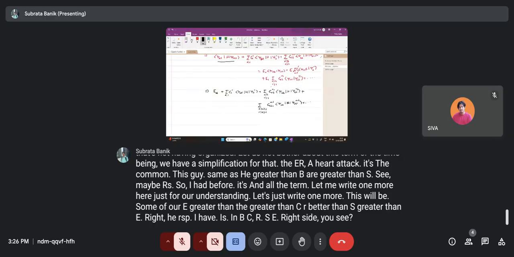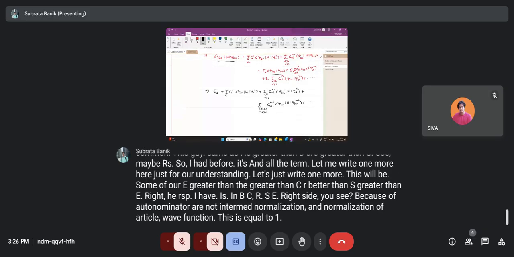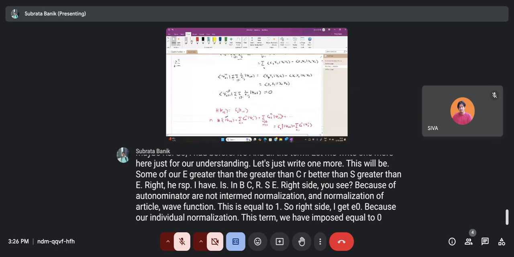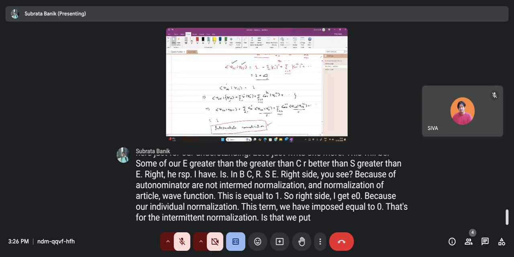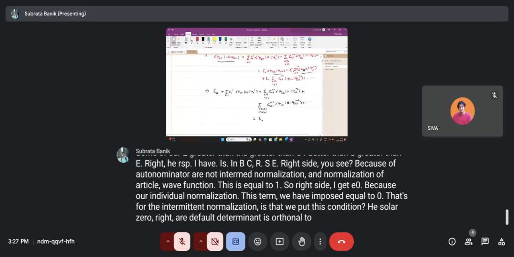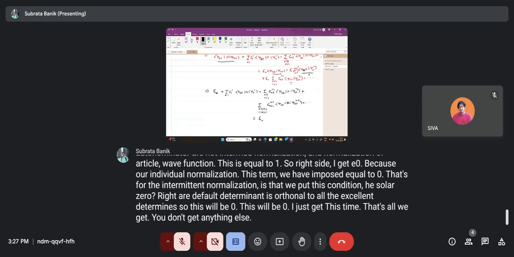On the right side you see, because of intermediate normalization and normalization of the Hartree-Fock wave function, this is equal to 1. So on the right side I get E0. Because of intermediate normalization, this term we have imposed equal to 0. That's what intermediate normalization is. That's the condition we put. These all are 0, right? The Hartree-Fock determinant is orthogonal to all the excited determinants. So this will be 0, this will be 0. I just get this term. That's all I get. We don't get anything else.